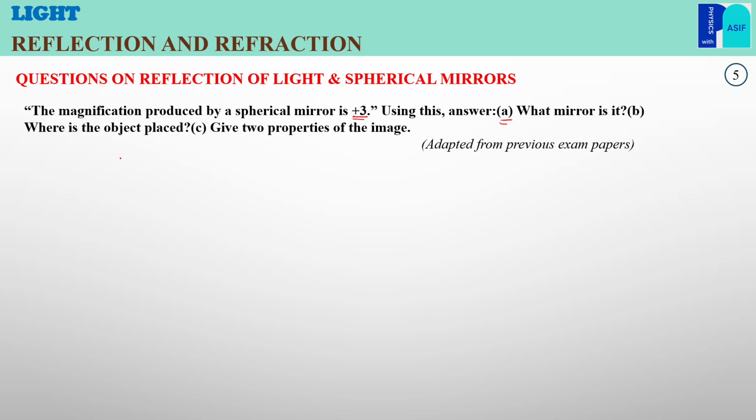So here the magnification given, that is m is equal to +3. If the magnification is positive, this indicates the image formed is a virtual image. And here it is +3, that means magnification is greater than 1. So if the magnification is greater than 1, it indicates the image formed is a magnified image. And this happens only in the case of a concave mirror. Therefore, for the first question, what mirror is it? The answer is concave mirror.